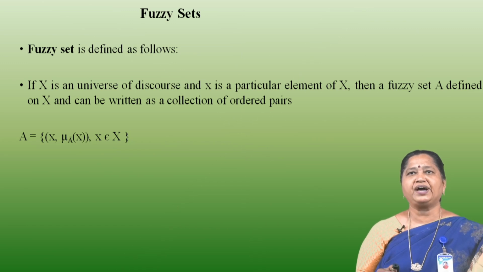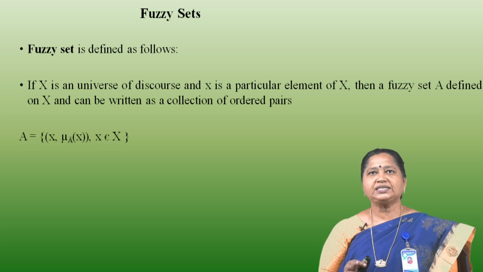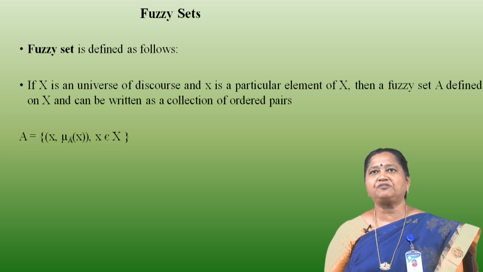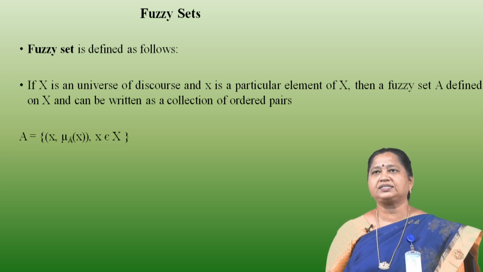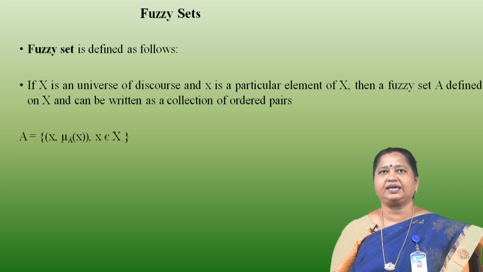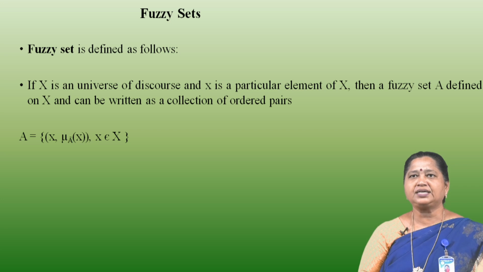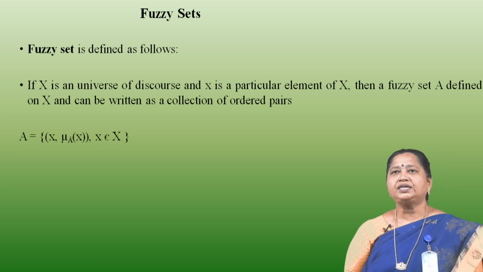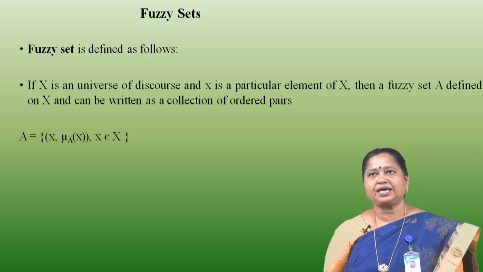Fuzzy set is defined as follows. Mathematically, if X is a universe of discourse and x is a particular element of capital X, then a fuzzy set A defined on capital X can be written as a collection of ordered pairs: A bar equals {(x, mu A bar of x)}, where x belongs to capital X.